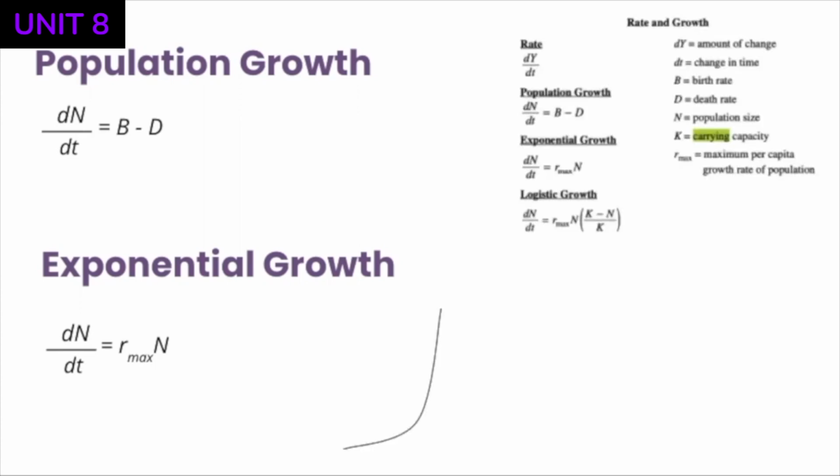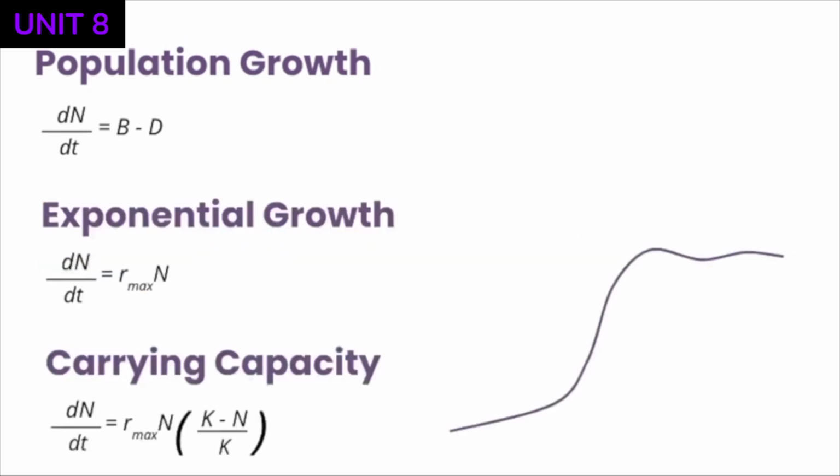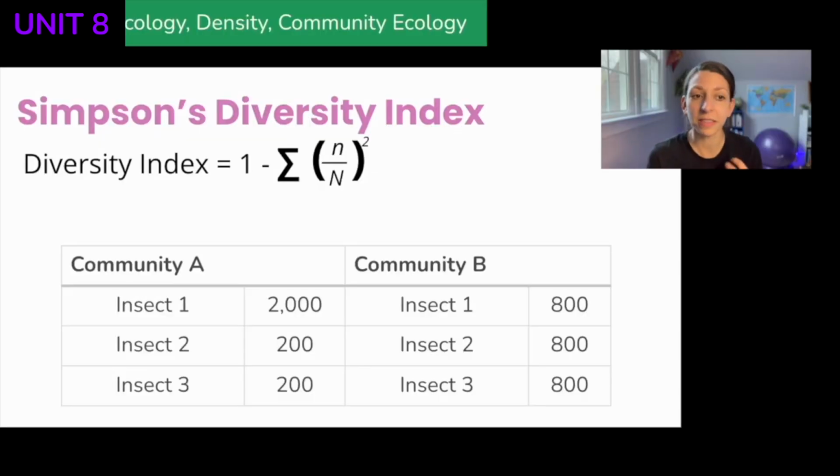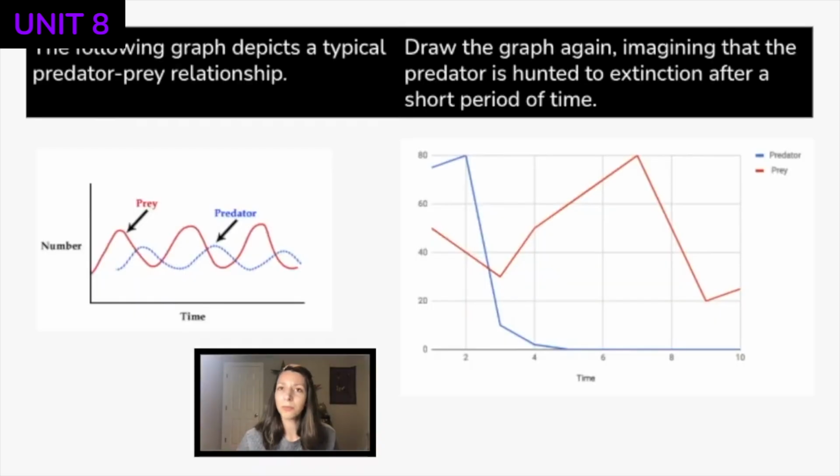Sometimes we'll see bacterial populations that can grow like this, but most populations in nature will reach carrying capacity eventually. We reach carrying capacity when the reproductive rate equals the death rate. Usually, this will stay the same as long as environmental conditions stay the same. We also have Simpson's diversity index to measure the diversity of a particular community based on different species numbers and population sizes. Let's look at the predator-prey model.